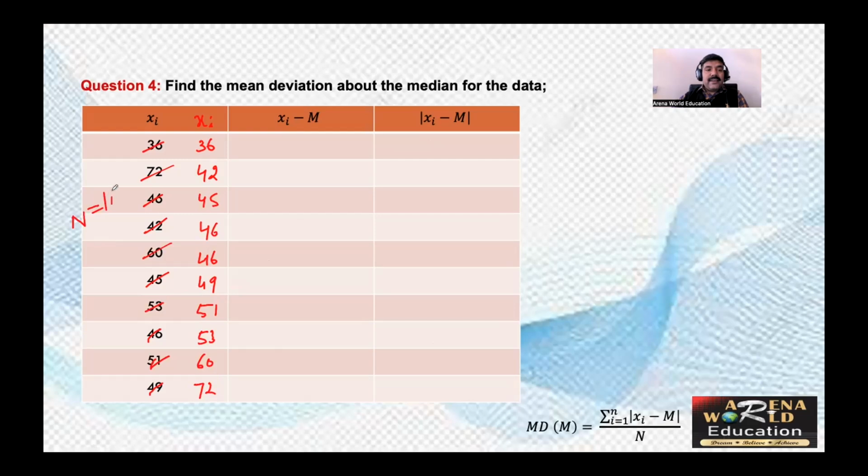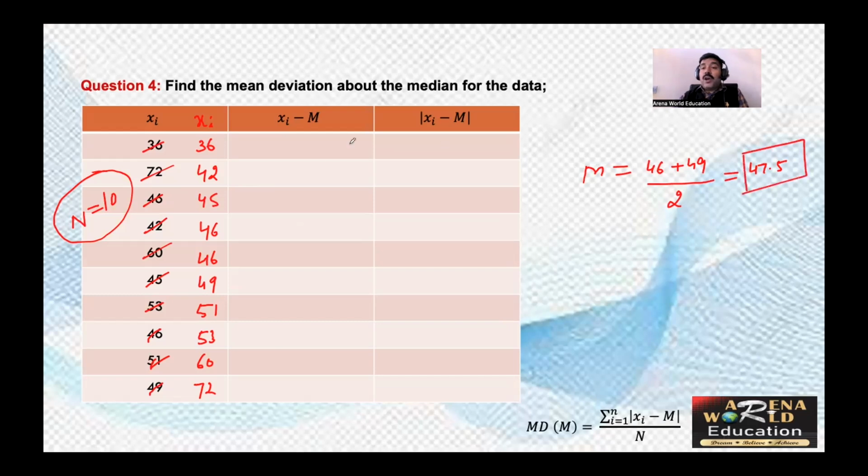Again, n is what? N is an even number. So what will be the median? Yes, median will be the average of the middle two, meaning the fifth and sixth term. So what are the fifth and sixth terms? 1, 2, 3, 4, 5. So the fifth term is 46 and the sixth term is 49, divided by 2. So what is the final answer? It is again a decimal number, not our loving number. It is 47.5. So this is the median.